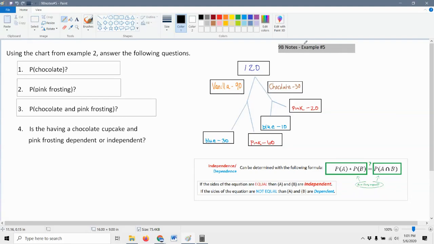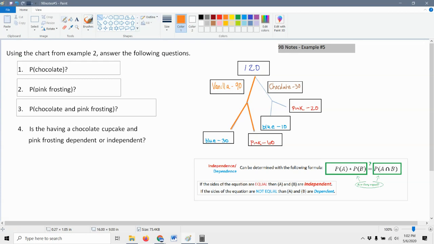This is example number 5 in the 9B notes. And guys, this is the chart that we filled out when we were doing example number 2. But I wanted to remind you guys that when we're filling these charts out, I want you to bring these categories. This vanilla means that all of this branch is representing the vanilla cupcakes. Okay? That branch are just vanilla cupcakes.